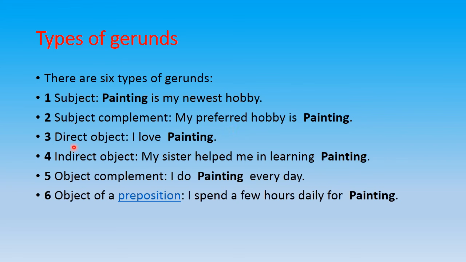Now let's see how it is used as a direct object. I love painting. Here in this sentence you can see that painting is used as a direct object of this sentence.